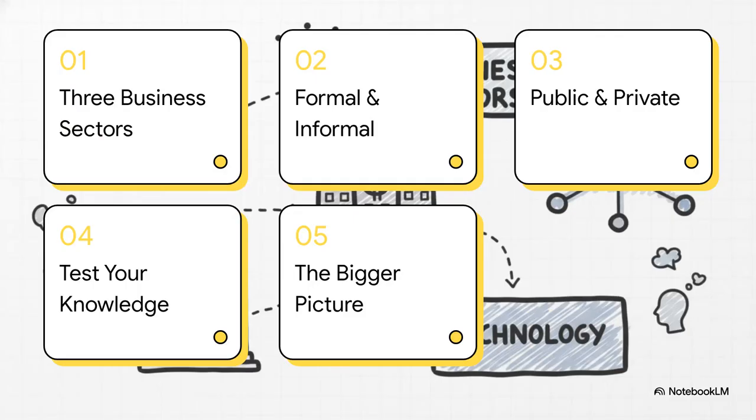So, here's our roadmap for today. First, we'll explore the three business sectors. Second, formal and informal sectors. Third, public and private sectors. Fourth, we'll test your business knowledge. And finally, we'll zoom out to look at the bigger picture.